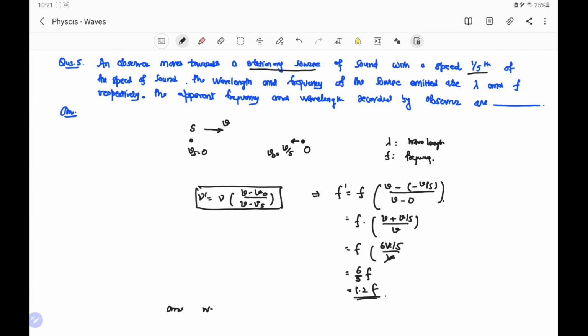And wavelength of sound will be lambda dash, that will be equal to lambda. It remains same, as wavelength does not change by the motion of the observer.